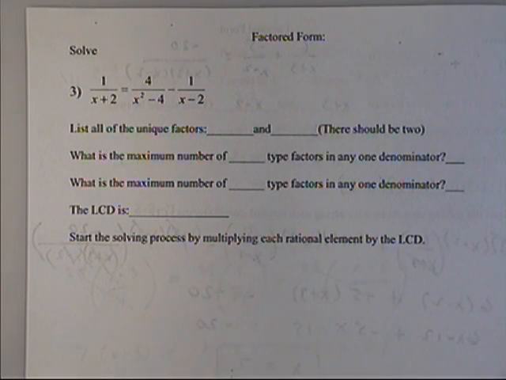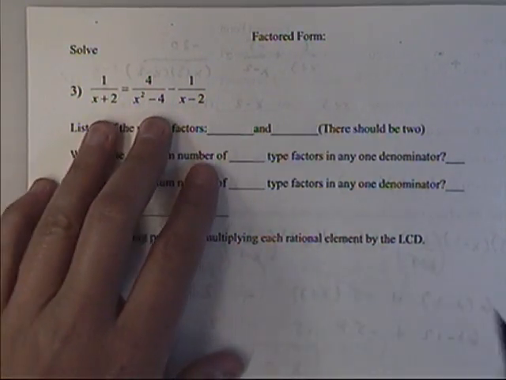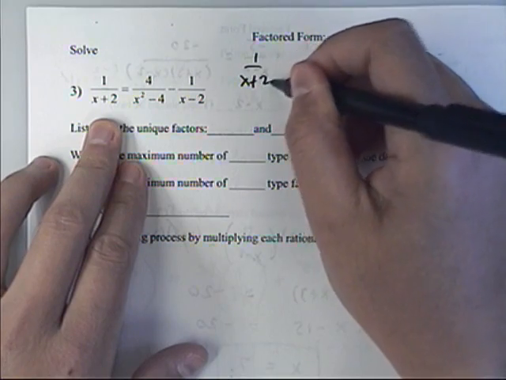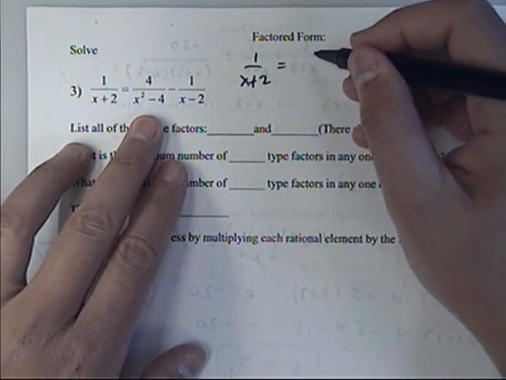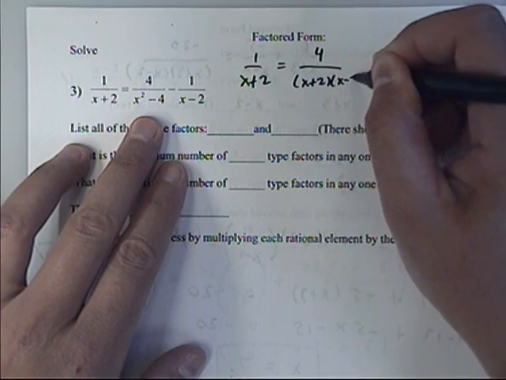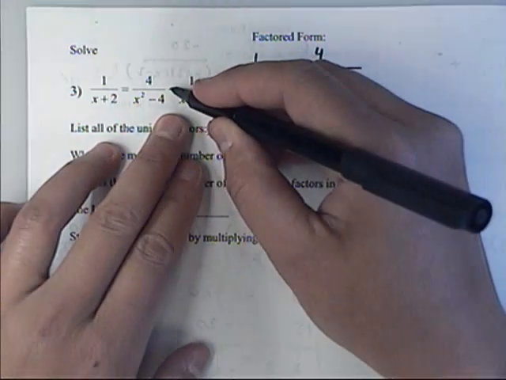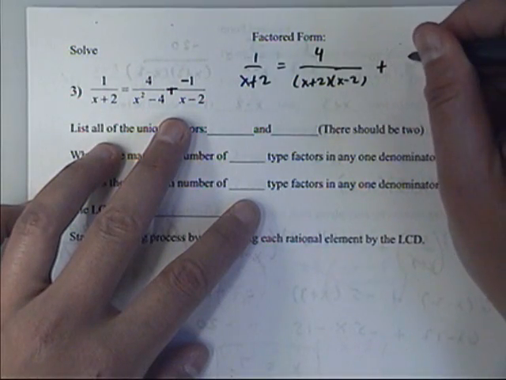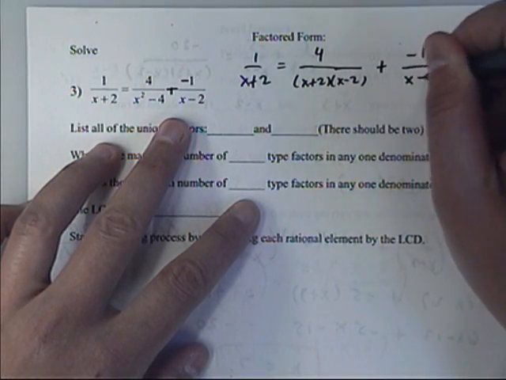All right, the last example, number 3. The first thing I do is I look at factored form. The first one is already in factored form in the denominator. The second one is a perfect square binomial, which can be factored into x plus 2 times x minus 2. And then again, I like to change this subtraction to plus and then distribute the negative across the top so it becomes plus and then negative 1 and then x minus 2.